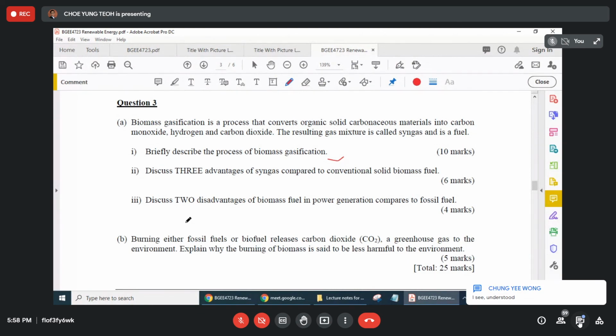Okay. Then what else? I think okay. This one we have enough already. Then number 3, discuss 2 disadvantages of biofuels in power generation compared to fossil fuels. This one's very simple. What do you think? Why do I not use biomass fuels, but I use fossil fuels?